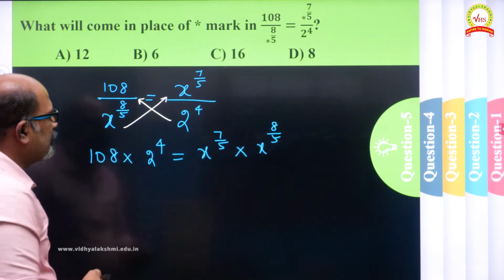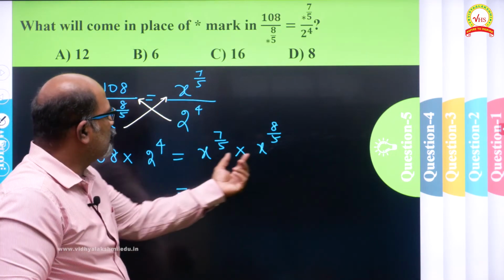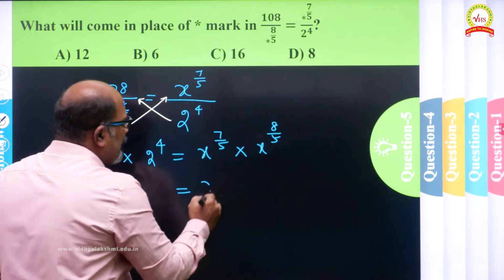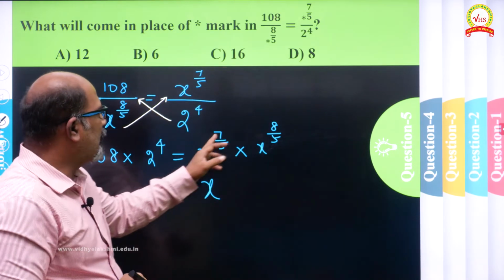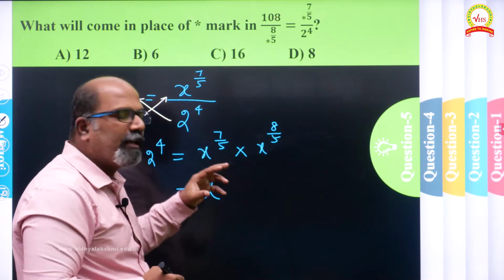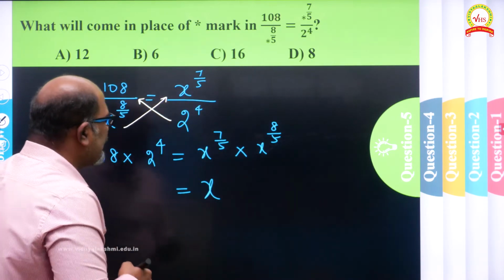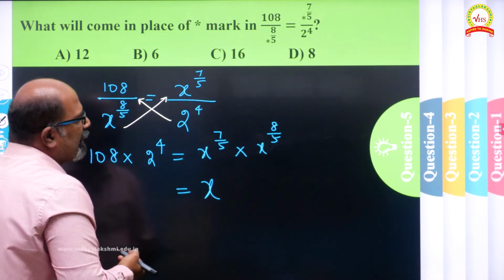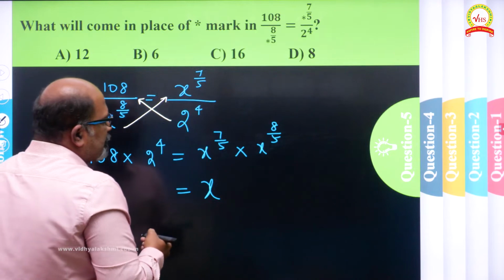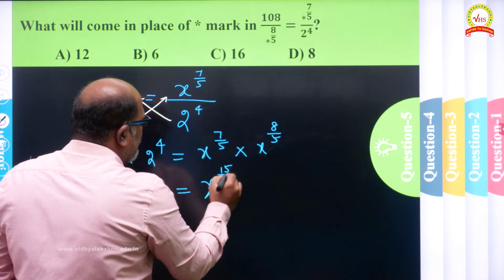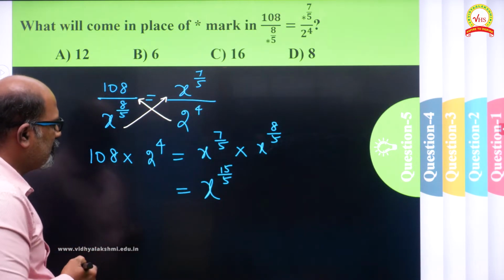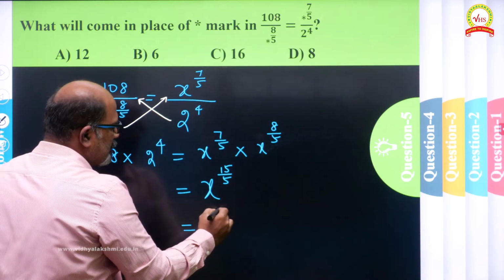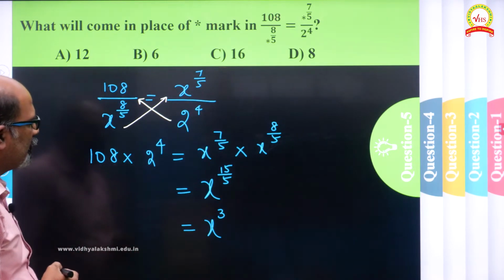Now after doing this step, I can see that these two exponents have the same base, so I can keep the common base x, and I want to add the exponents. When I add the exponents, 7 by 5 plus 8 by 5, you will be getting what? Yes, 15 by 5 you will be having. 15 by 5 is nothing but actually it is 3. 3 5s are 15, so you will be having x cube.